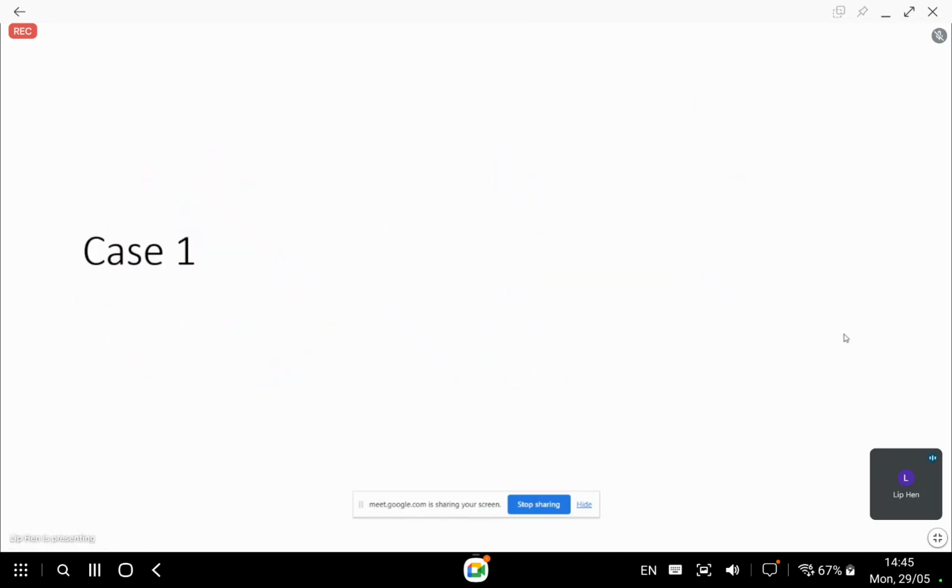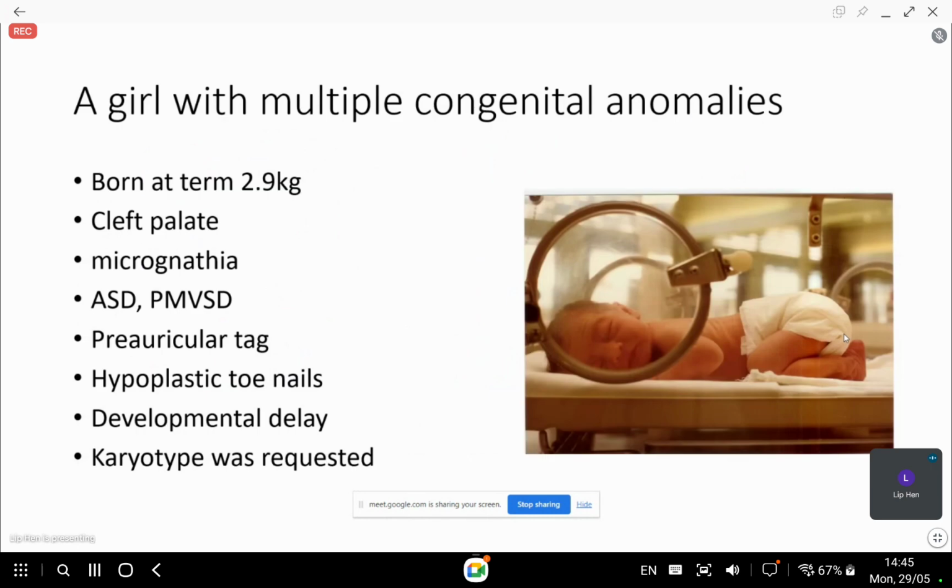So this is the first case. This is a girl with multiple congenital anomalies and developmental delay. She was born at term, but she has cleft palate, micrognathia, and some heart defects. And she has some preauricular tags and hypoplastic toenails. Because of the multiple congenital anomalies, a karyotype was requested in the newborn period.